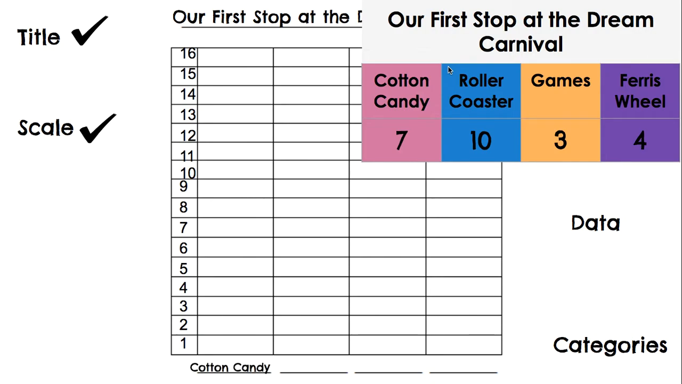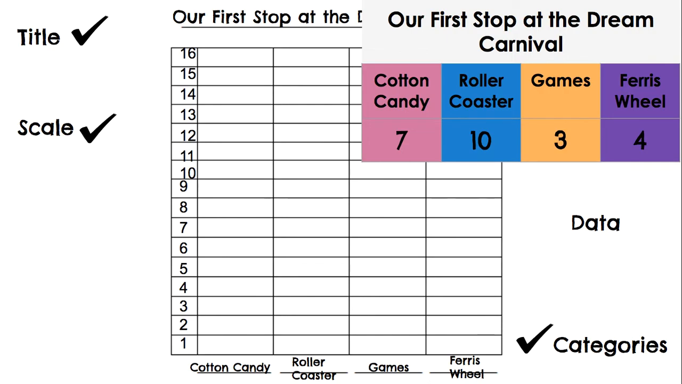Writing small enough to fit it on the line. I'm going to look at my second category, roller coaster, and match that to my second line, or roller coaster. My third option, games, match it to my third line down at the bottom. And finally, Ferris wheel. So now I have my 4 categories aligned just like so, and my categories are now done.